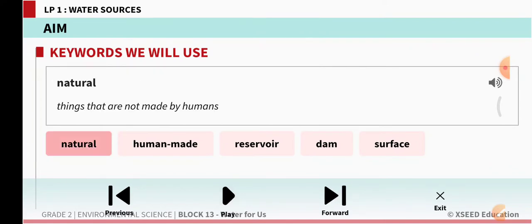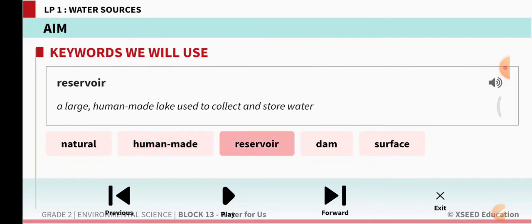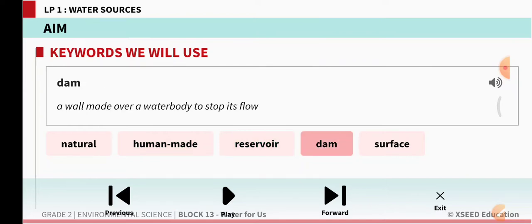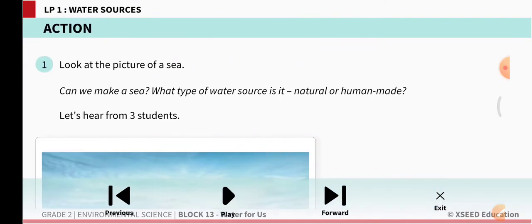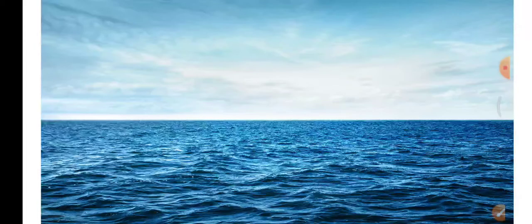So the keyword natural means things that are not made by humans. Okay, human made, things that are made by humans. Reservoir, a large human made lake used to collect and store water. Dam, a wall made over a water body to stop its flow. Surface, top layer of something. Right? Now, let us watch this picture.